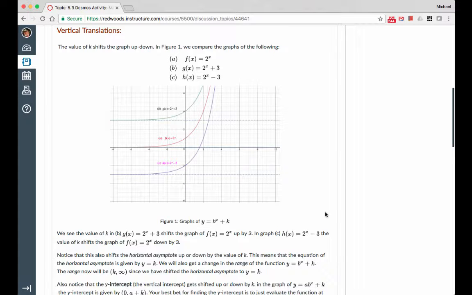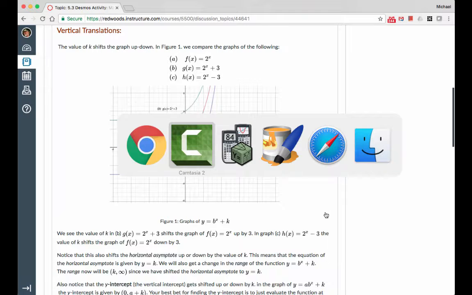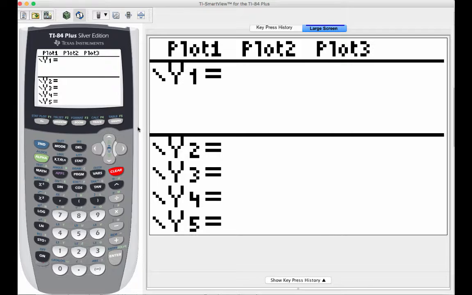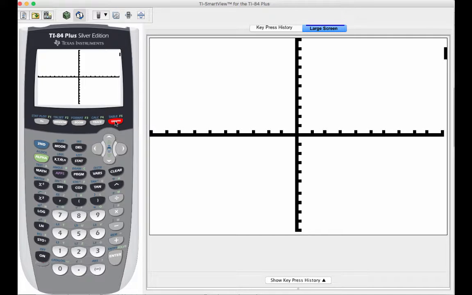In figure 1, we compare the graphs of the following: f of x equals 2 to the x, g of x equals 2 to the x plus 3, and h of x equals 2 to the x minus 3. Let's go ahead and actually do those in our calculator and see how that works. So let's get a little interactive here. If we go to our calculator and go to y1 in the y equals menu and put in 2 raised to the x power, and we press graph, we'll see our old pal, an exponential growth curve.